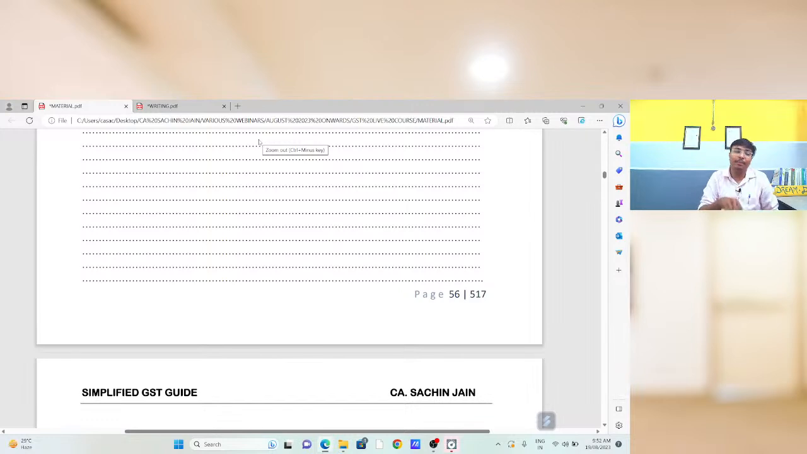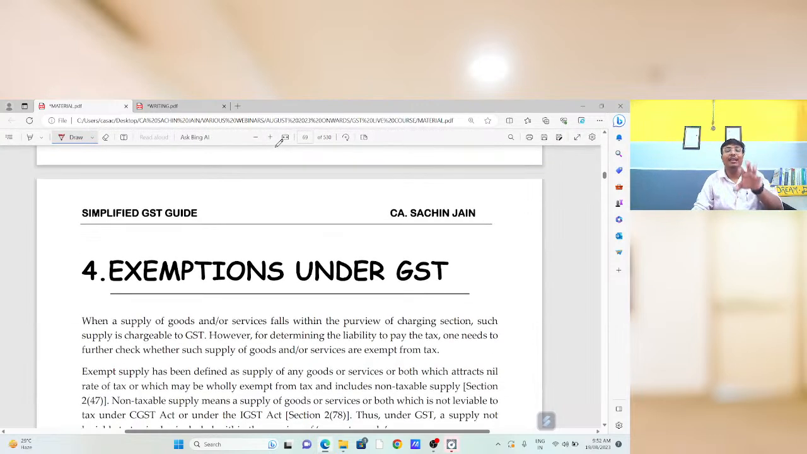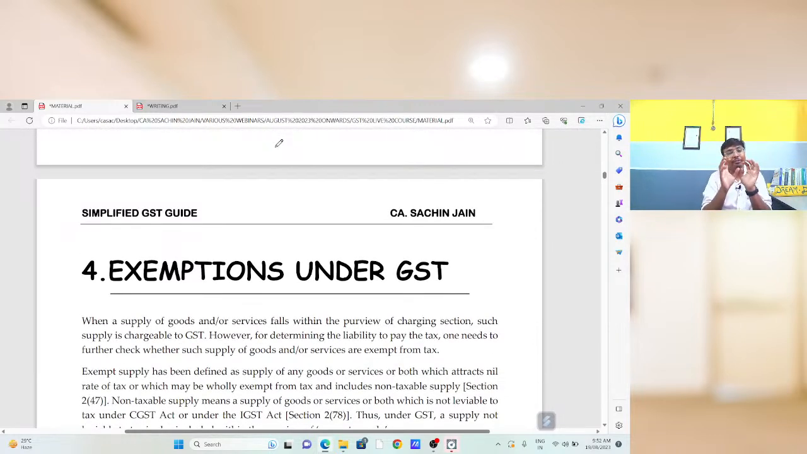in that case, just comment in the chat box so that we can start our next topic, that is time of supply. We are not going to discuss the exemptions in today's topic. We are going to discuss the list of exemptions in our next session or next week, because it will become a little heavy.